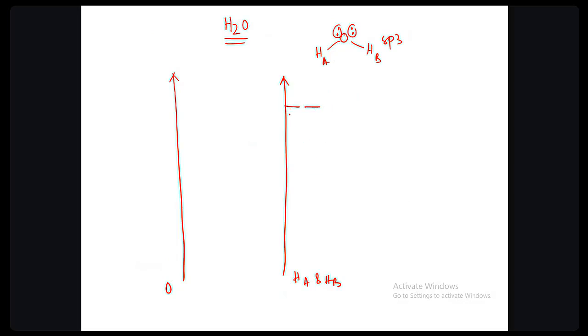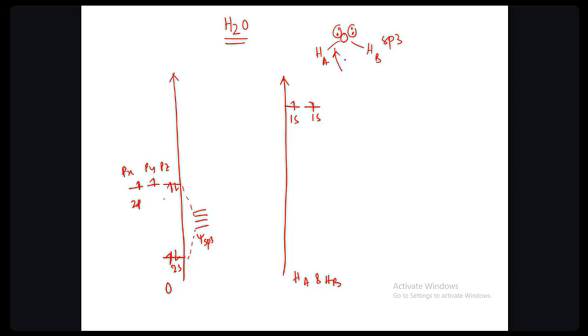One hydrogen, HA, and the other, HB, each have one electron. Oxygen is more electronegative, so here is the 2s of oxygen and here are the 2p of oxygen, that is px, py and pz orbitals. So oxygen is 2s2 2p4, we know that. Now we already know from valence bond theory about sp3 hybridization. So one s of the oxygen atom mixed with the three p orbitals forms sp3, which is already formed.